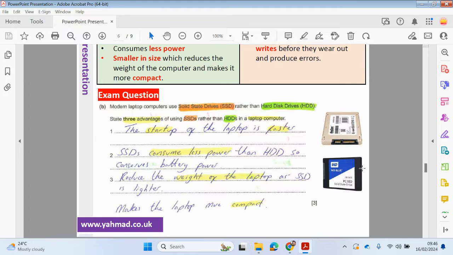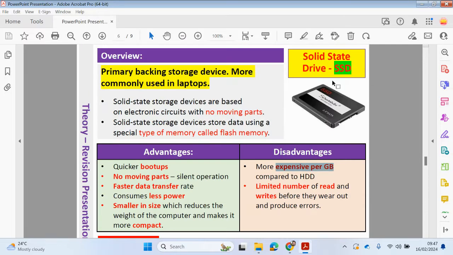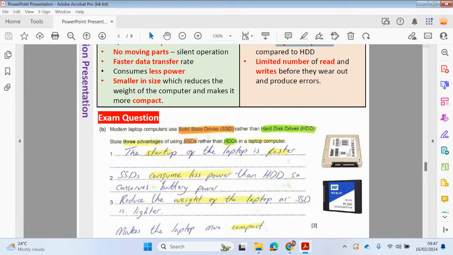Right, so let's have a look at this typical exam question. Modern laptop computers use solid state drives rather than hard disk drives. State three advantages of using SSDs rather than hard disk drives in a laptop computer. As mentioned, with a solid state drive, the startup of the laptop is going to be faster, so the boot up. The SSDs consume less power than hard disk drives, so it conserves the battery power.